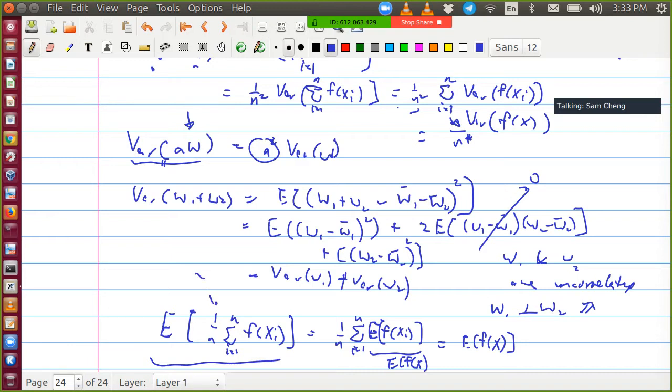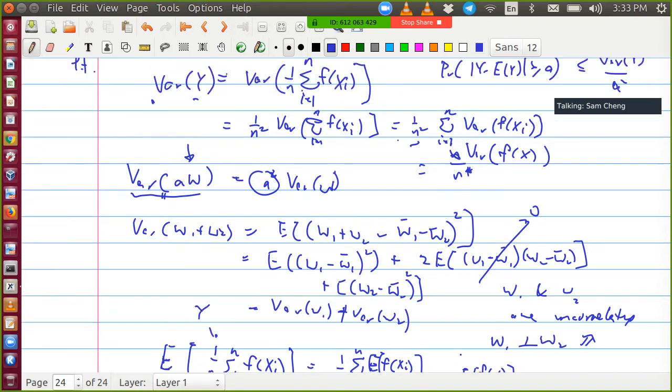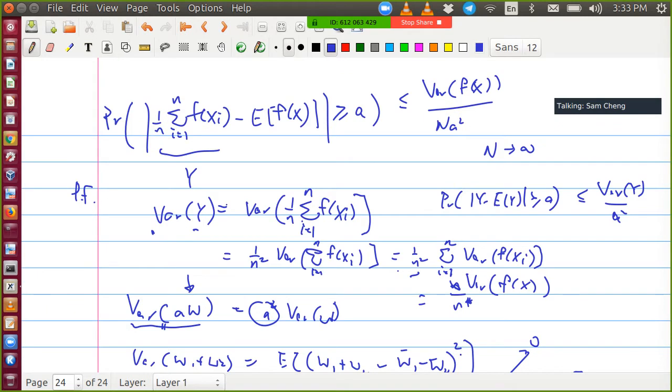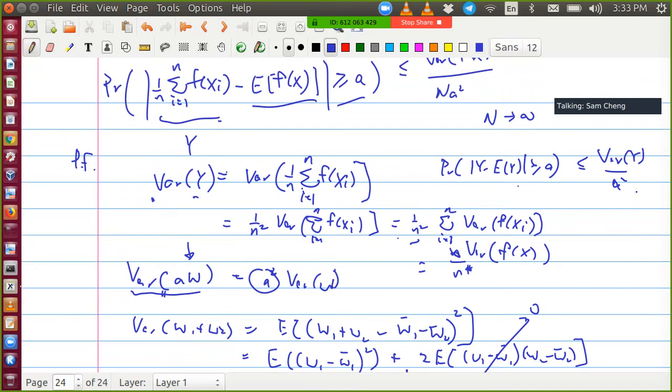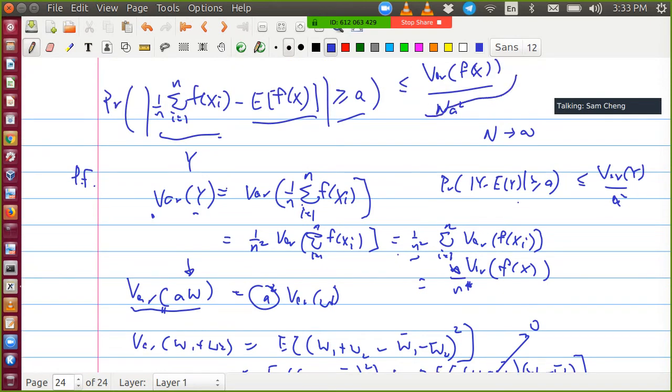Again, we call this y here. So then we have the probability that y minus expected value of y, which is just expected f(x), is bigger than or equal to a, is less than or equal to the variance of y over a squared, and we showed that the variance of y is just variance of f(x) over n. So then we just substitute everything into the Chebyshev inequality.